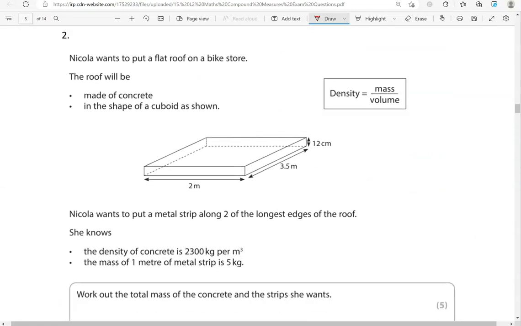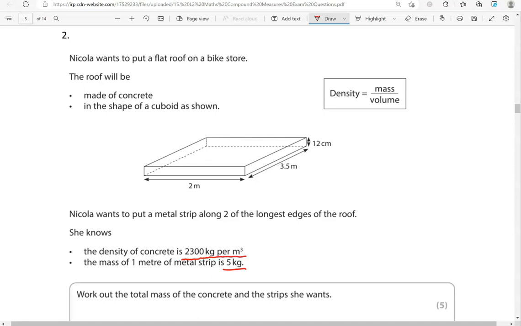Nicola wants to put a flat roof on a bike store. The roof will be made of concrete in the shape of a cuboid as shown. Nicola wants to put the metal strip along 2 of the longest edges of the roof. She knows the density of concrete is 2,300 kilograms per cubic meter. The mass of 1 meter of metal strip is 5 kilograms. Work out the total mass of the concrete and the strips she wants.